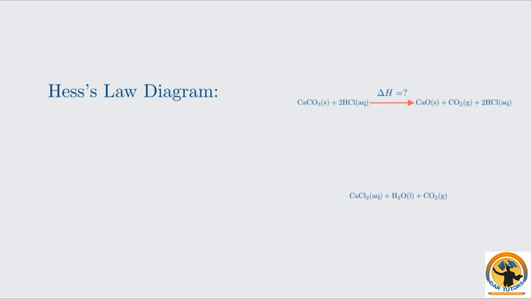Now we draw the arrows for the known reactions on the cycle. Reaction 1 goes from calcium carbonate to the common products. Reaction 2 goes from calcium oxide to the common products. Note that for reaction 2, we need to also include the hydrochloric acid and carbon dioxide from the other side of the triangle to balance it. But the enthalpy change is just for the reaction itself.